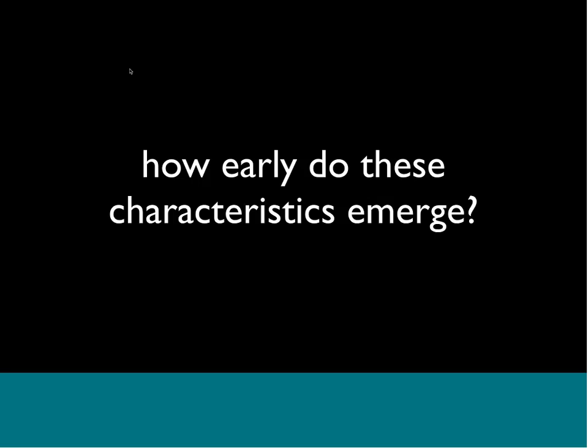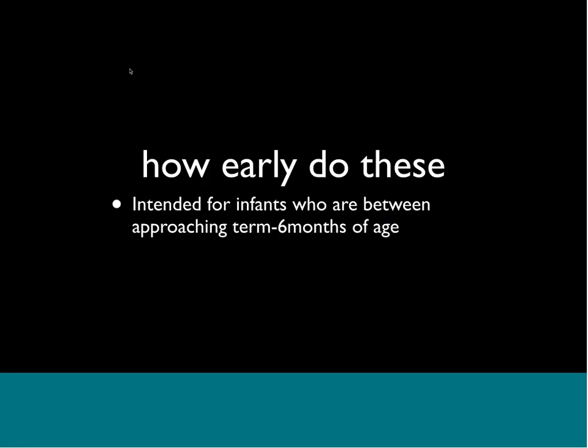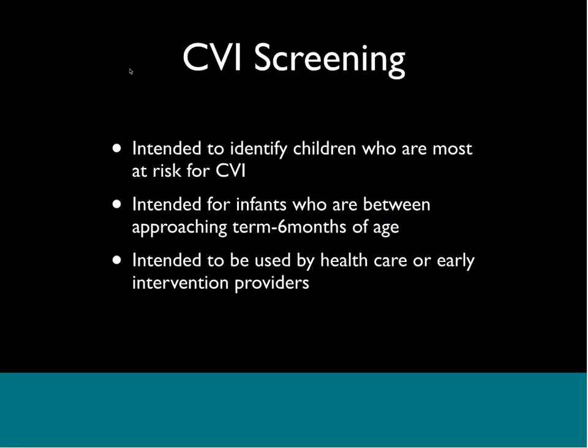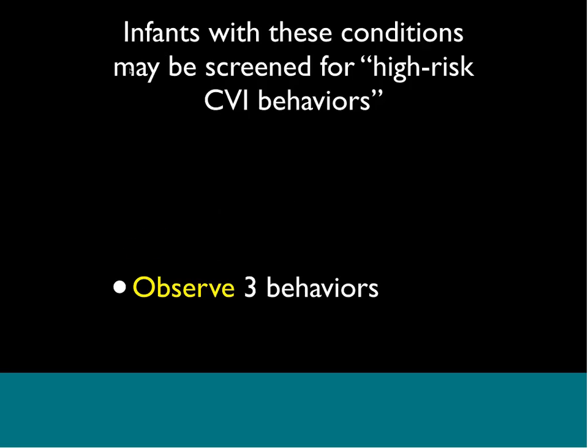So the last thing I want to show you, and we just have 7 more minutes, is how early did these characteristics emerge? I've been working on an infant screening, and I'm going to go through it fairly quickly. Because of that 176 number, I want to try to identify babies who are most at risk for CVI. We know that there is this very serious screening for kids with ROP. Why is there not a screening for kids with CVI when it's the most common cause?